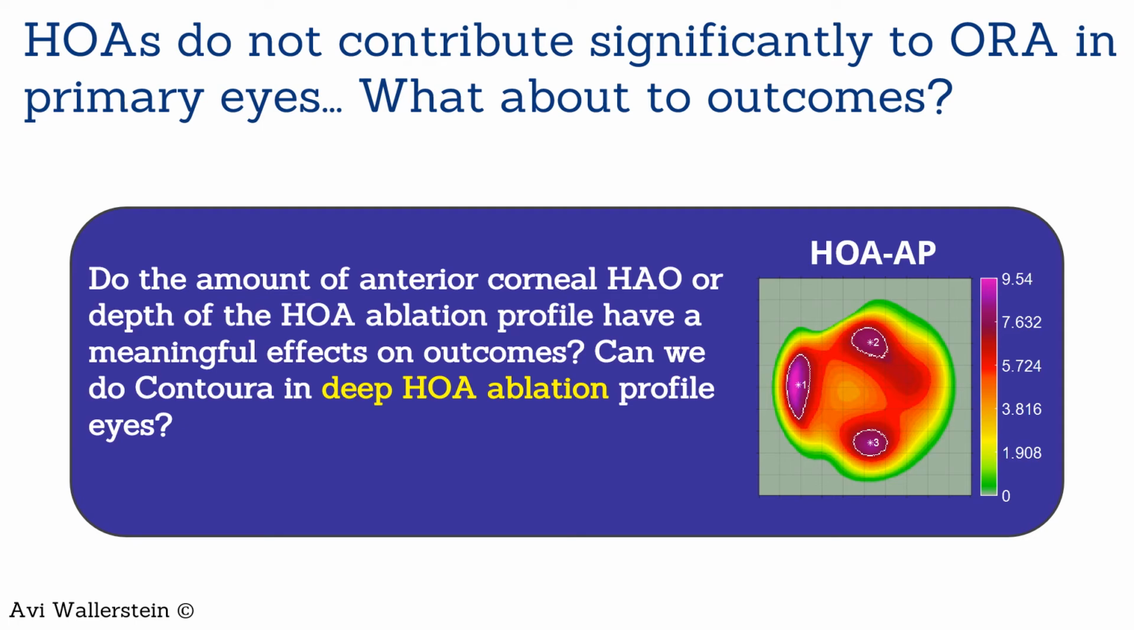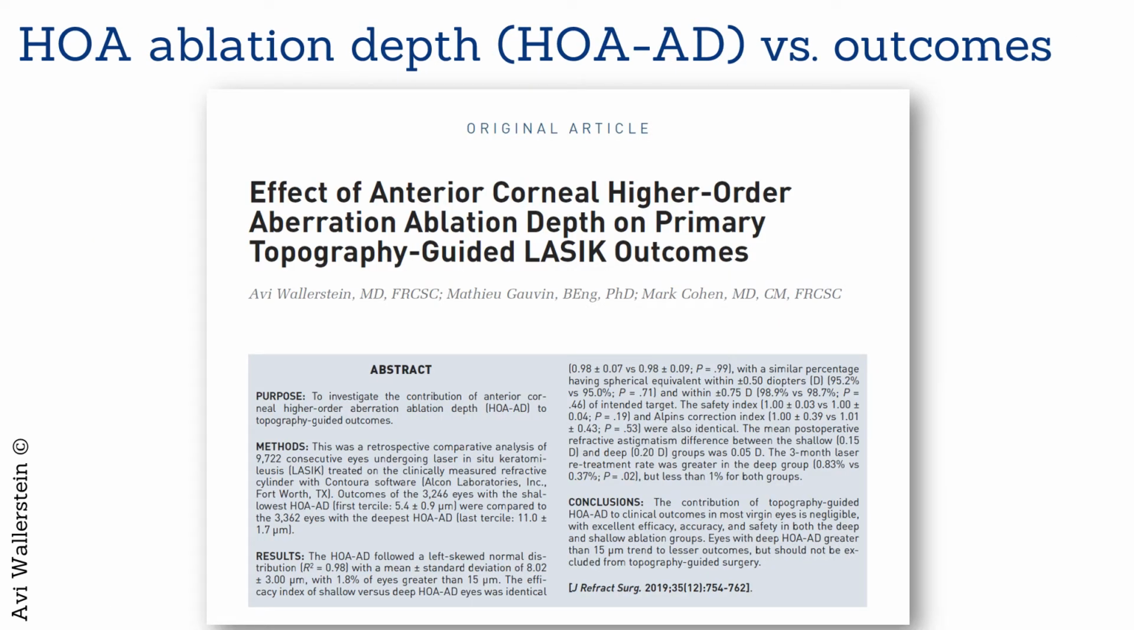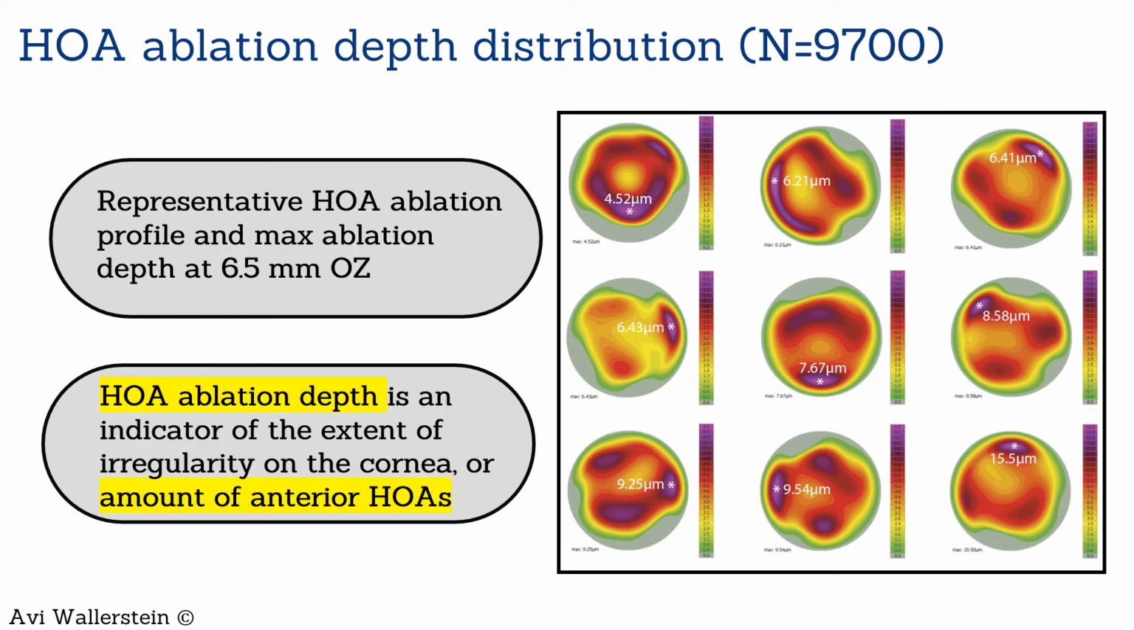We see that the amount of HOA does not have a significant effect on ORA and RA. Then why should we worry about doing Contoura in eyes with elevated coma or very deep HOA ablation depth? We therefore set out to determine if treating the subjective refraction would lead to different outcomes in deep versus shallow HOA ablation depth eyes. HOA ablation depth is an indicator of the degree of irregularity on the anterior cornea since it is calculated from the amount of anterior corneal HOAs.